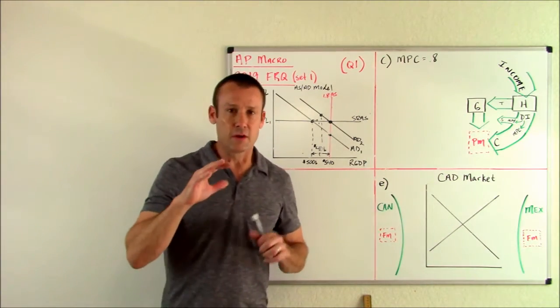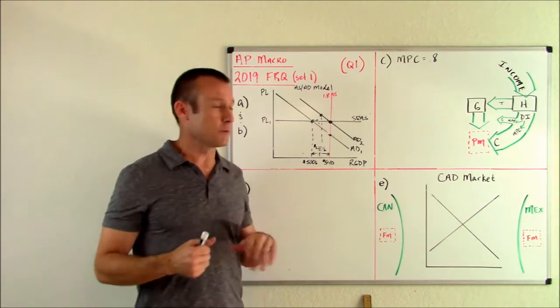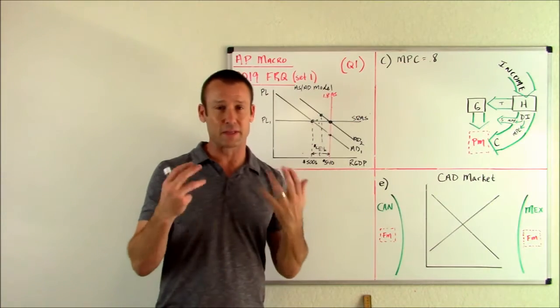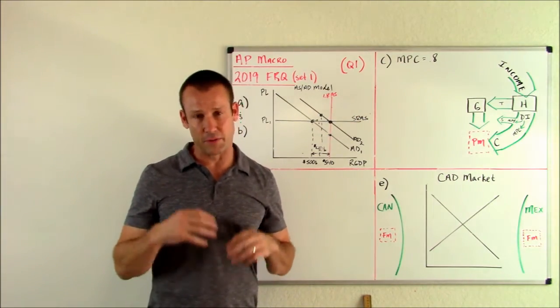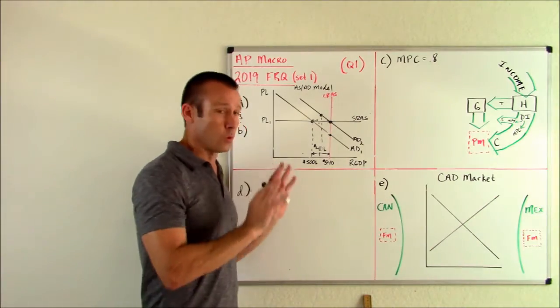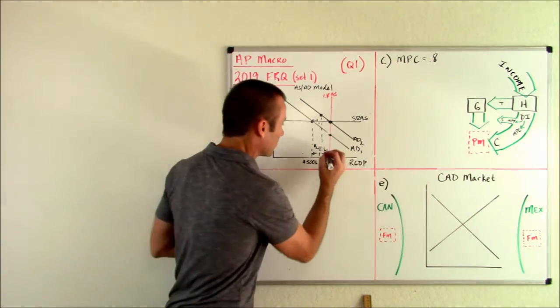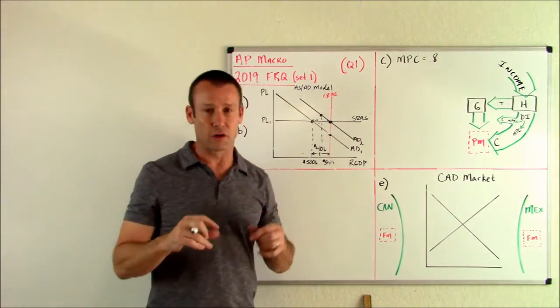Here's the thing, guys. The AP test is going to throw that word minimum out there all the time because they're never going to make you figure out how much you have to shift AD if SRAS is upward sloping, because they don't want you to do that type of math, okay? So they're always going to throw the word minimum out there. So when does AD only have to shift by a minimum of the output gap, which was 40 billion? If SRAS is horizontal. That's all that's going on there.